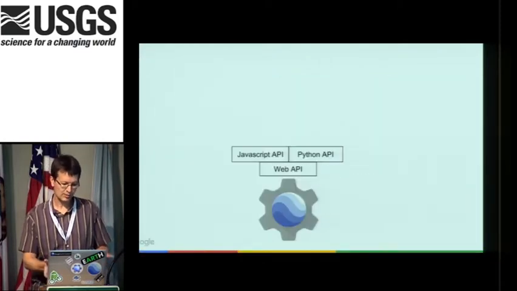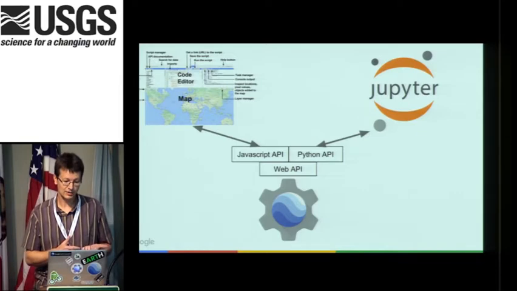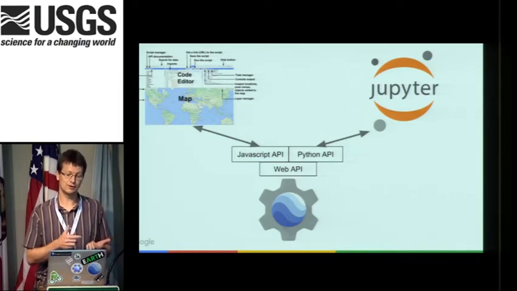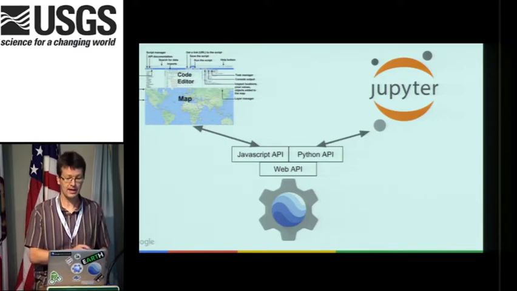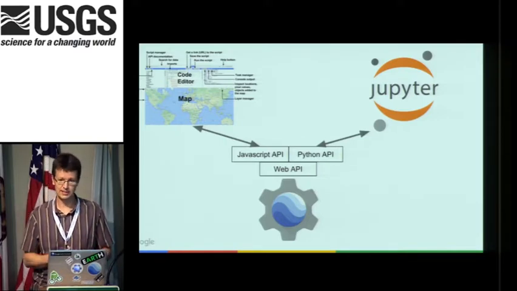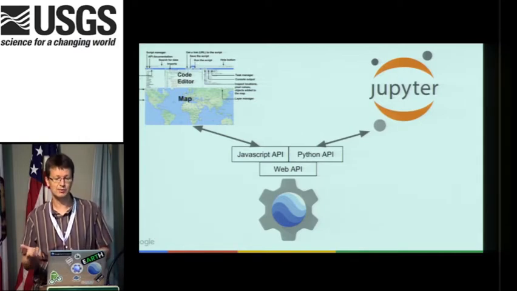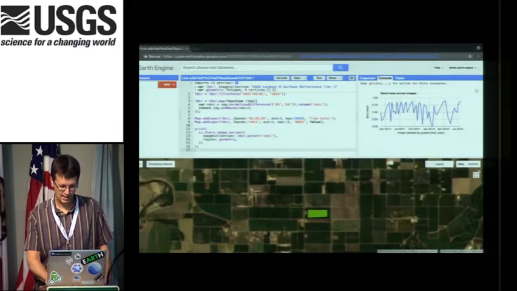We have a JavaScript and Python API built on top of this RESTful, or REST-like, web API. On top of that, we maintain what's known as the Playground code editor for using the JavaScript API. It's what we use for teaching. A lot of people start off that way. And then when you need more flexibility in your analysis, we often direct them to the Python API and use a lot of the open source tools to work with that.